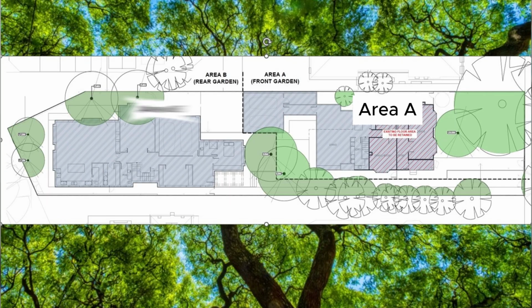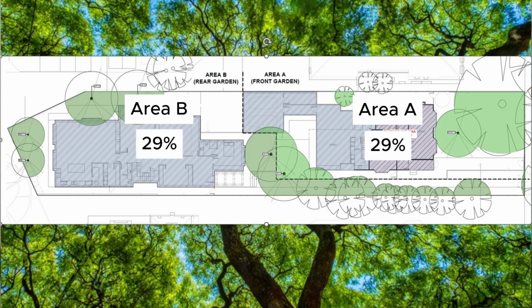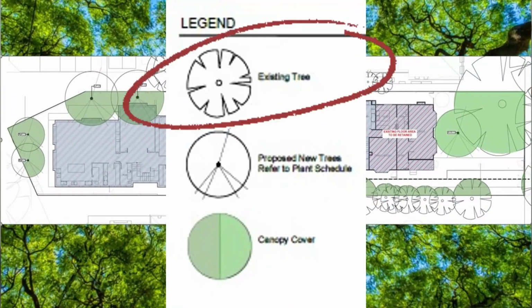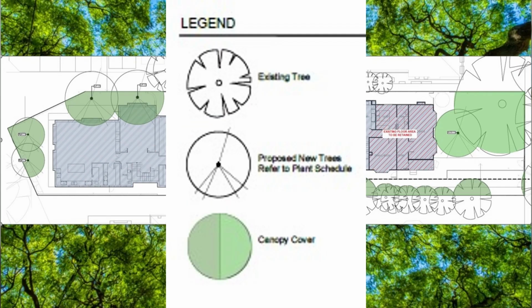Broken down by areas A and B within the property, each area will achieve 29% cover, equal to 150 and 186 square meters. Represented on the plan are existing and proposed new trees. The canopy cover for each area is depicted by different shades of green.